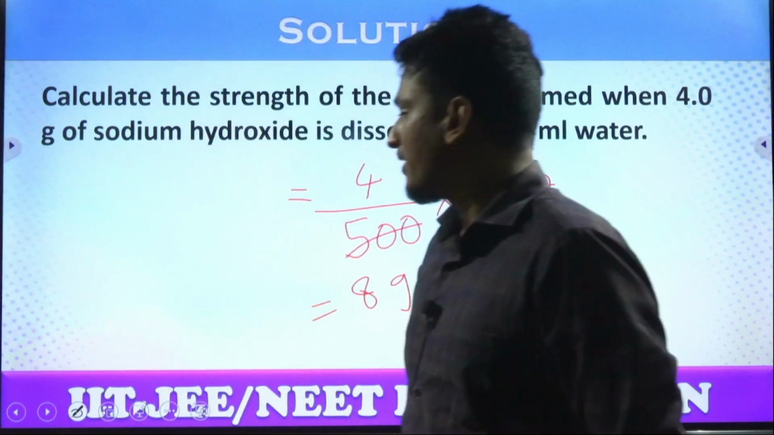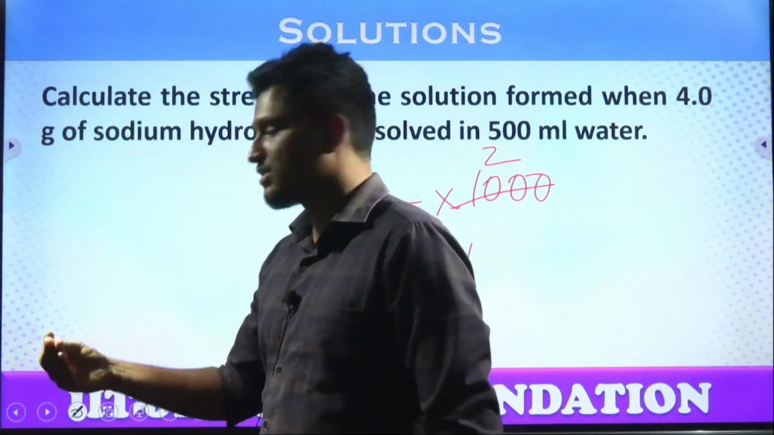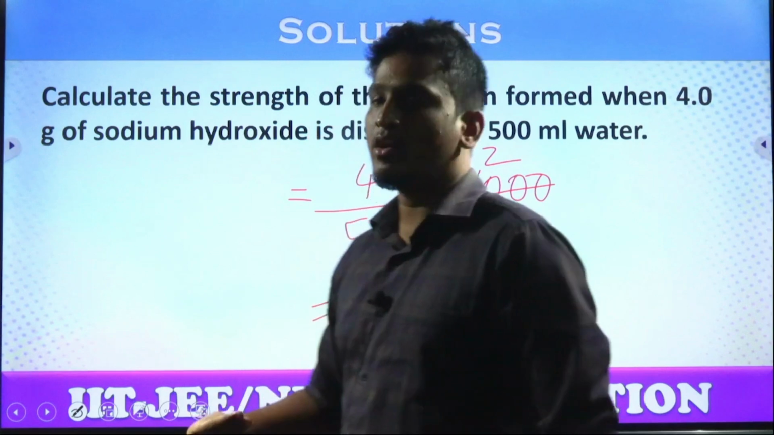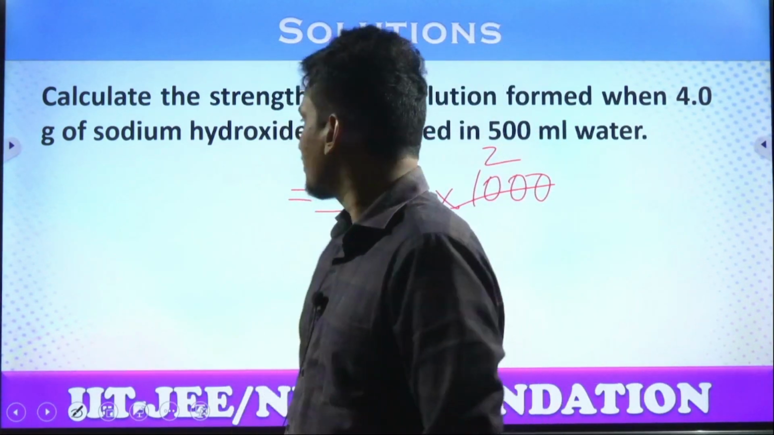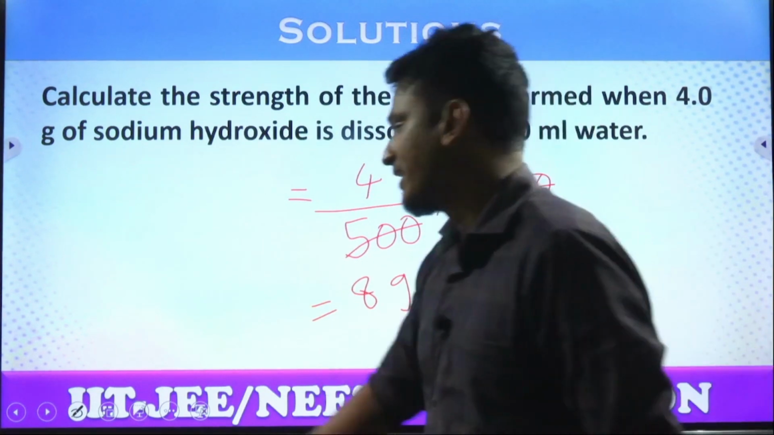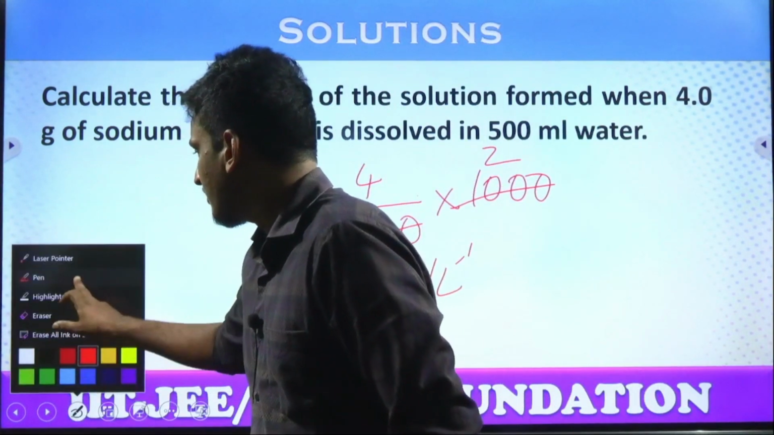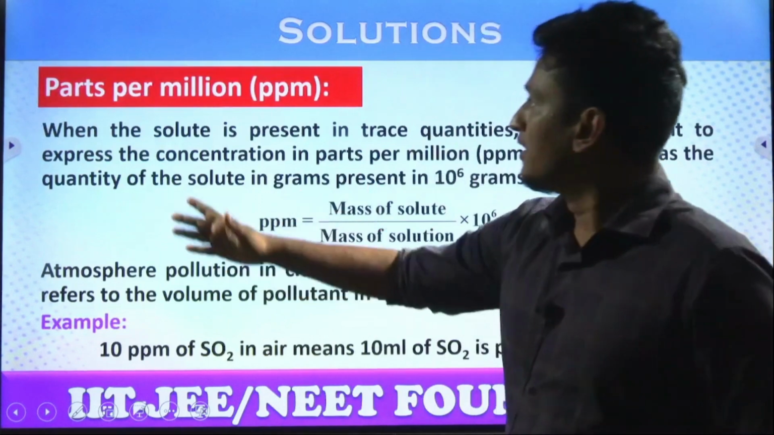So that's how we can find the strength of the solution: mass percentage, volume percentage, as well as the strength. Mass by volume is almost close. Mass by volume is like 100 ml of the solution, but strength is like 1 liter. Next, students, next we have parts per million.